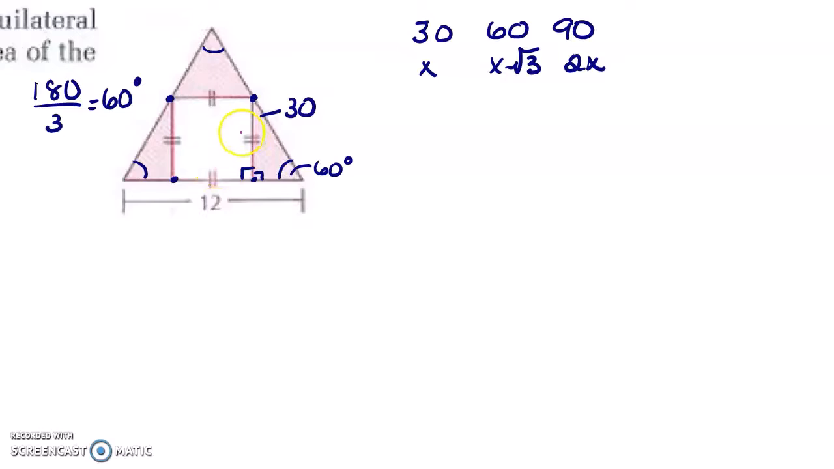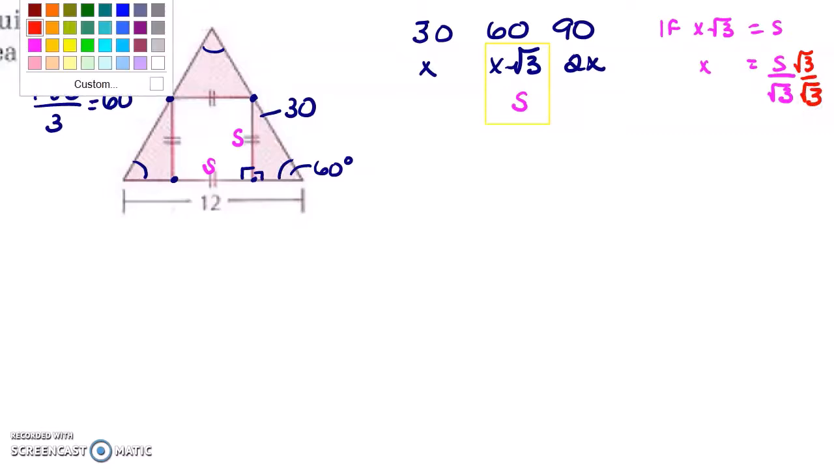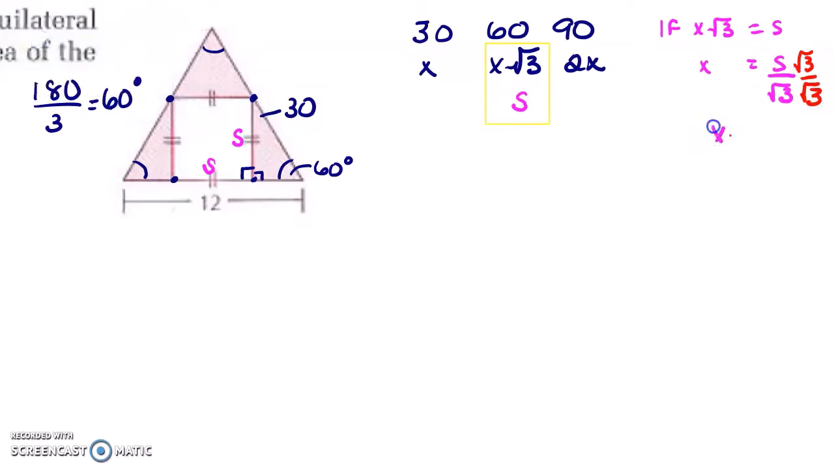Let me, for grins and giggles, call the side of the square S. That's across from 60. The equation that I need to solve for is right there. If x square root 3 equals S, then x is equal to S divided by the square root of 3. And we want to rationalize that denominator. We never leave radicals in the basement. We don't want them staging a coup.